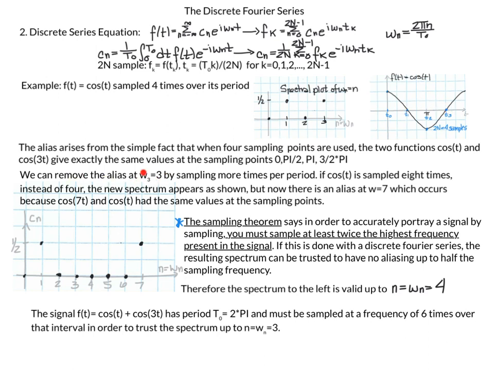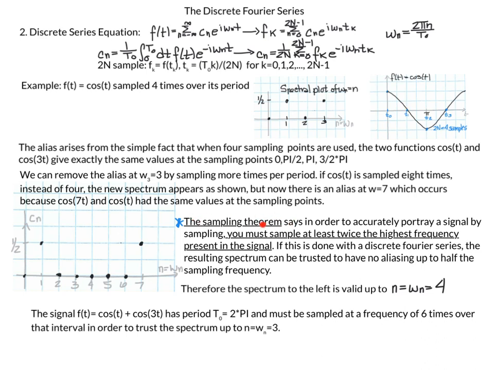So we can remove the alias by sampling more times per period. If cosine t is sampled 8 times, for example, instead of 4, the new spectrum appears as shown here. And you can see that we removed that alias at 3. However, now we have an alias at 7, which occurs because cosine 7t and cosine t have the same value at the sampling points. They're both at 0.